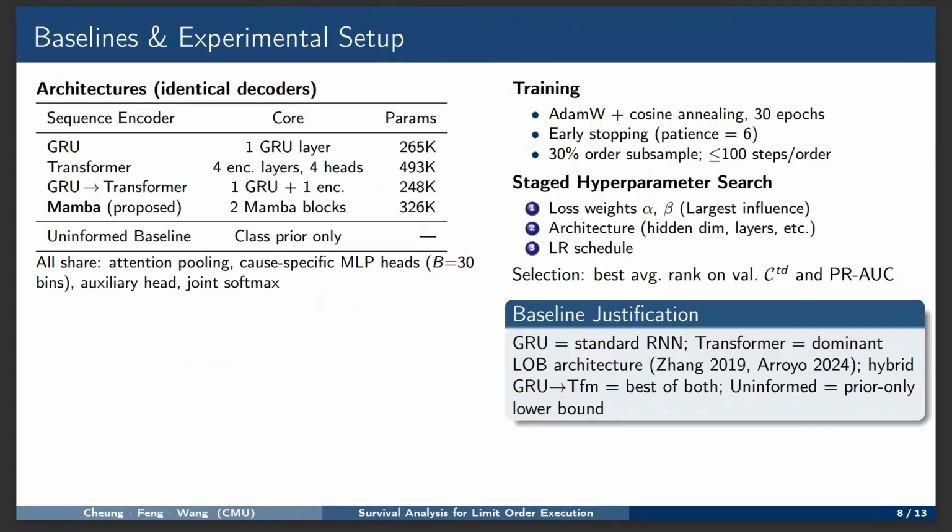We benchmark four encoder architectures sharing identical decoders: GRU, transformer, a GRU transformer hybrid, and our proposed Mamba. Three metrics evaluate performance: C-index for temporal ranking, IBS for calibration, and precision recall AUC for toxic fill detection, under the severe class imbalance in this data, where toxic rates range from 16% to 65% across stocks.